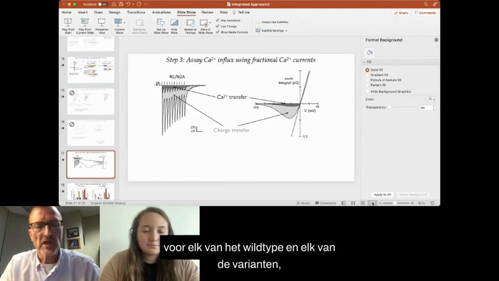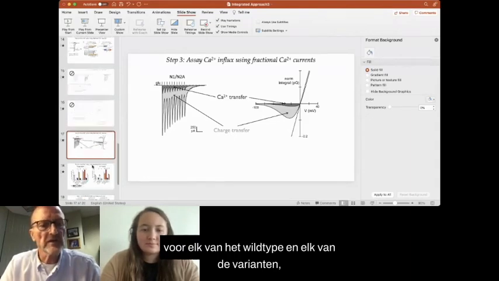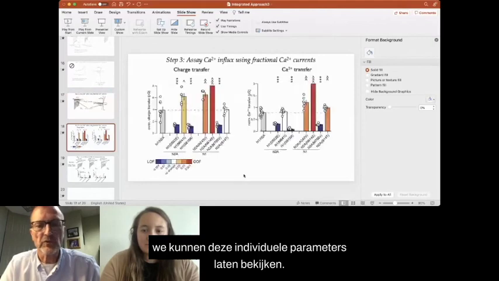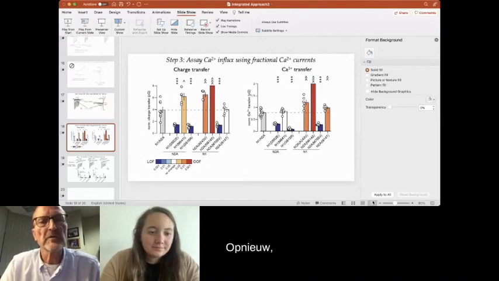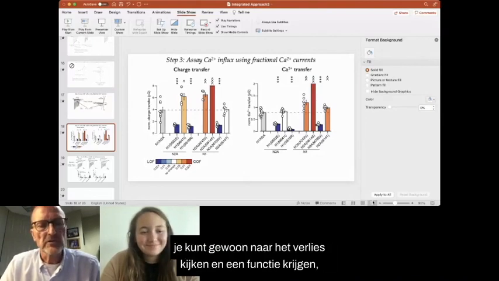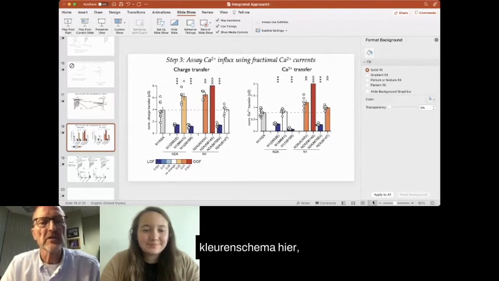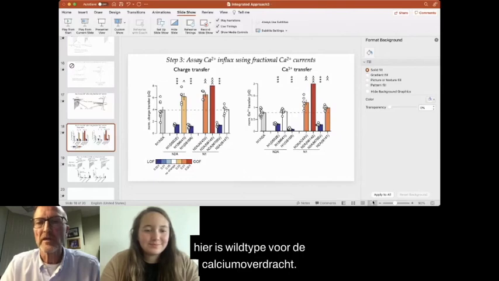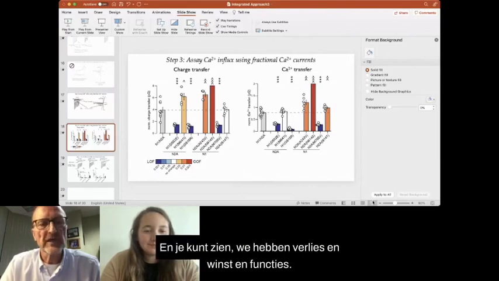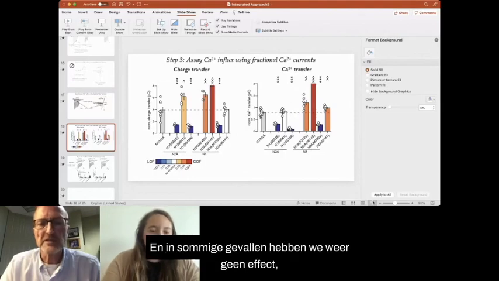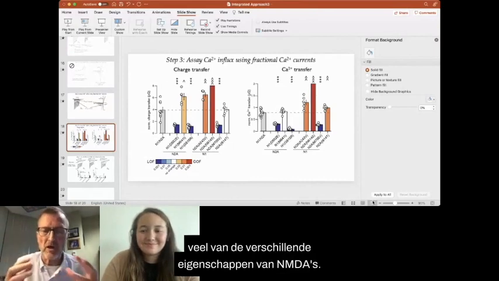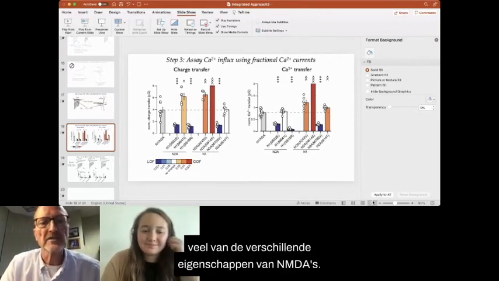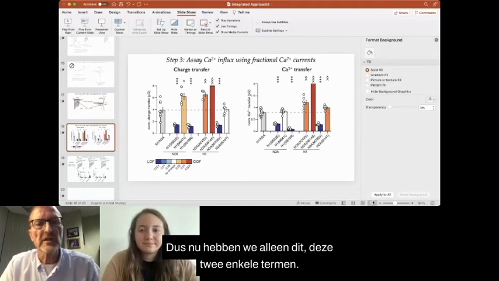So for wild type and each of the variants, we can get these individual parameters to look at them. And here's just a summary of that. You don't have to worry about the detailed numbers because you can just look at the loss and gain of function color scheme here. Here's wild type for the charge transfer, and here's wild type for the calcium transfer. You can see we have loss and gain of functions, and in some instances, we have no effect. But these terms encompass a lot of the different properties of NMDA receptors. So now we just have these two single terms.